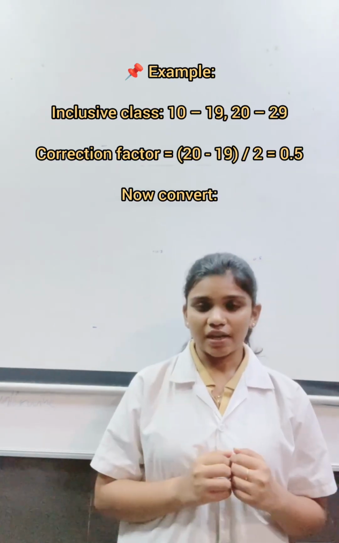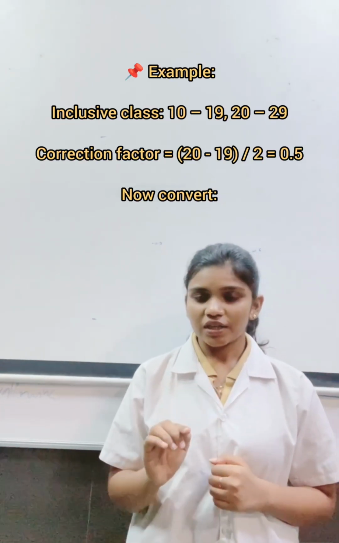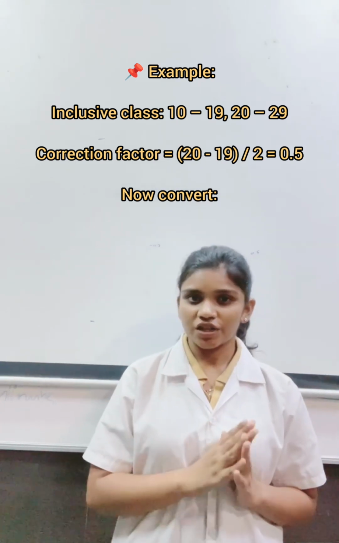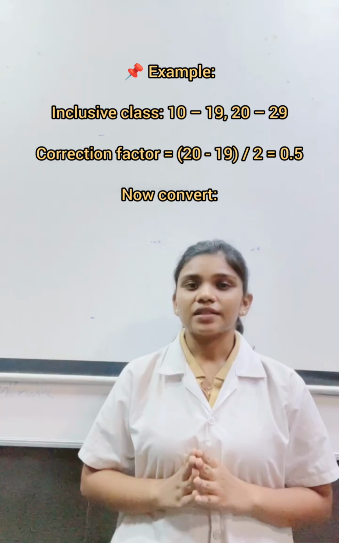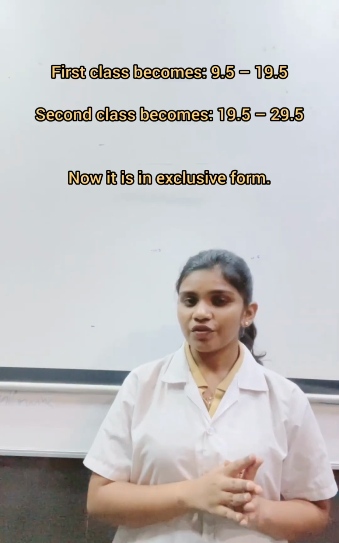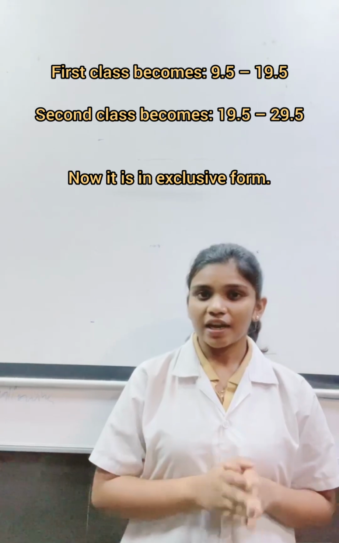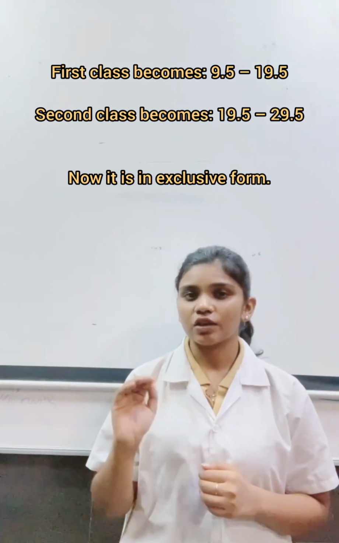Now let's see the example. Inclusive classes 10 to 19, 20 to 29. The correction factor is 20 minus 19 divided by 2, that is 0.5. Now convert. First class becomes 9.5 to 19.5, second class becomes 19.5 to 29.5. Now it is in exclusive form.